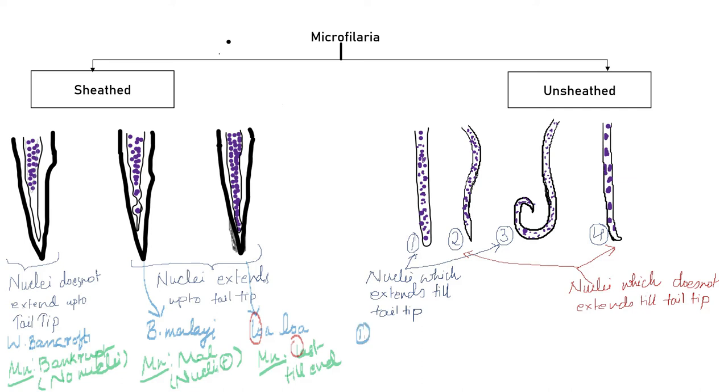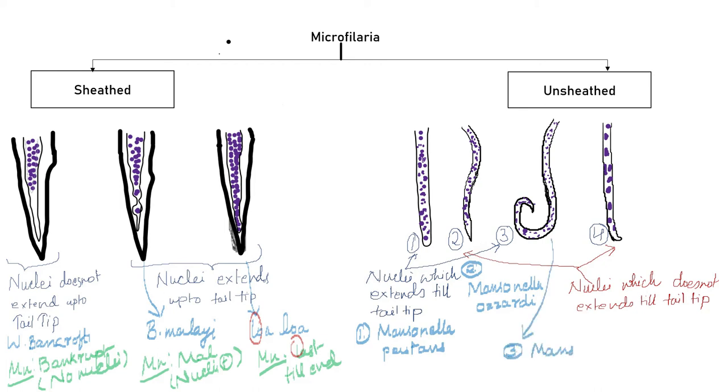Now let's see individually. First one is Mansonella perstans. Here nuclei is overlapping and tail tip is blunt. Second is Mansonella ozzardi. Here fine and well separated nuclei are present and tail tip is hooked and pointed with no nuclei in the tail tip.